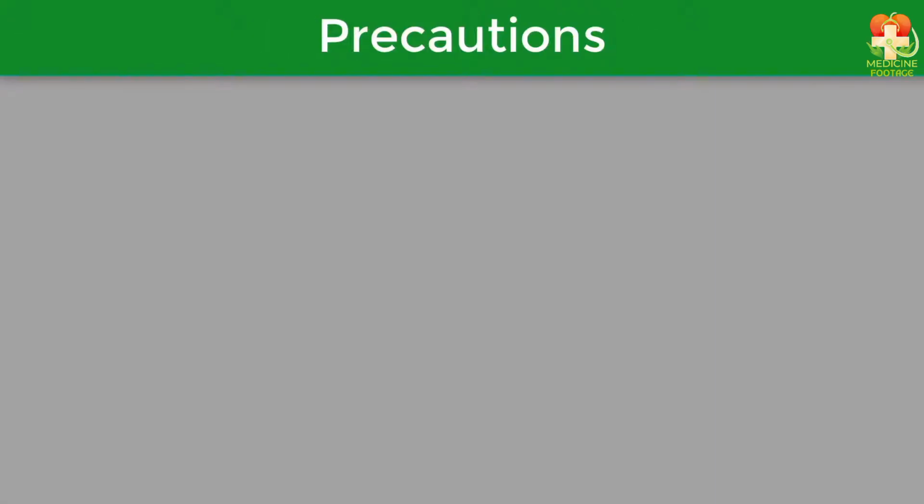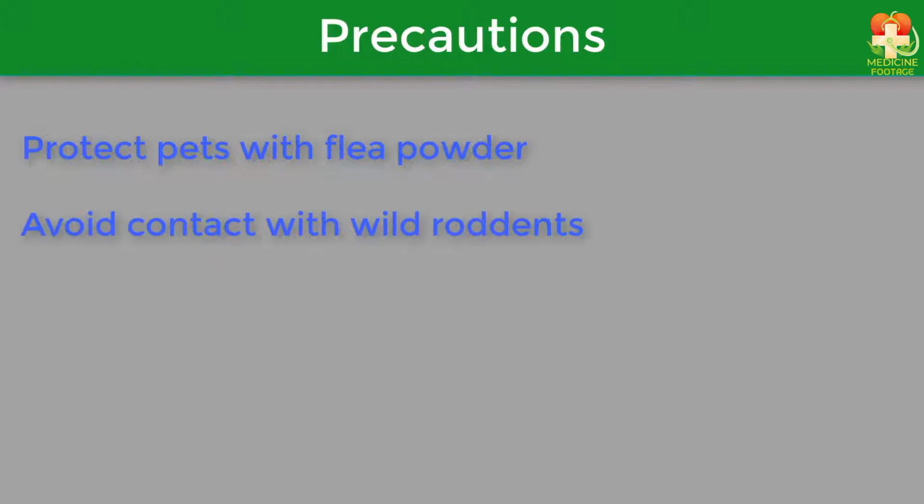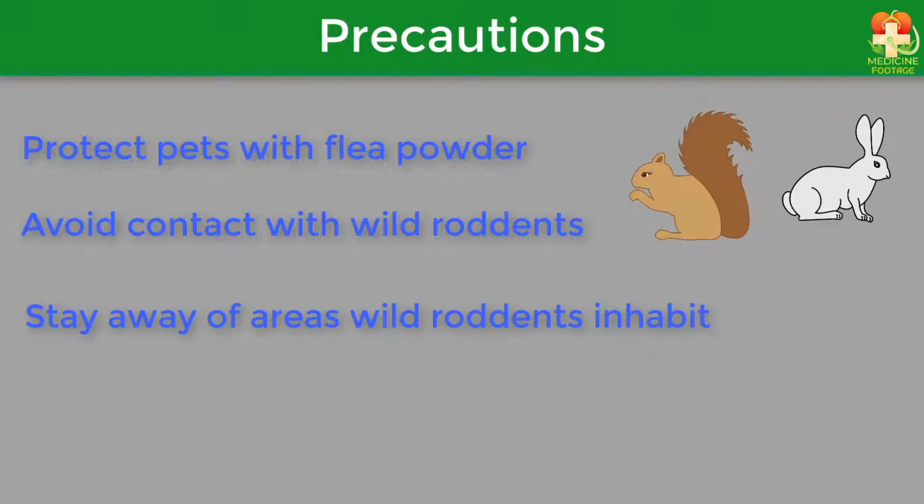Now, let's move on to the precautions for this plague. What precautions can we take to prevent the spread of this plague? One of the main focuses is on reducing fleas, which are the primary cause of this plague. We should also avoid contact with wild rodents, like squirrels and rabbits, especially the wild ones. Additionally, in areas where there are more rodents, we should use insect repellents, or avoid going to those areas altogether.